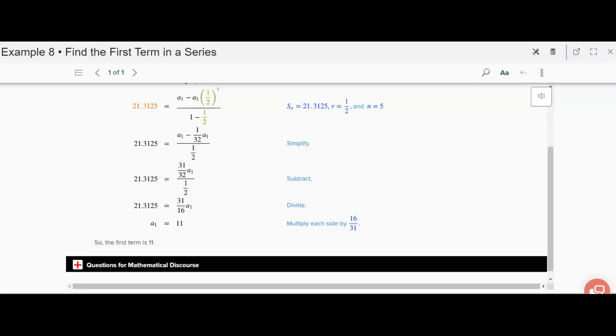And then to simplify, 31 over 32 divided by 1/2 would be times 2 over 1. And we can cross cancel here to get 31 over 16, and then multiply both sides by 16 over 31. Use your calculator, and you will get 11 for the first term. So the sum of the first 5 terms in this sequence is 21.3125. The first term is 11. We're multiplying each term by 1/2, adding all 5 of those up, and this is what we would get here.